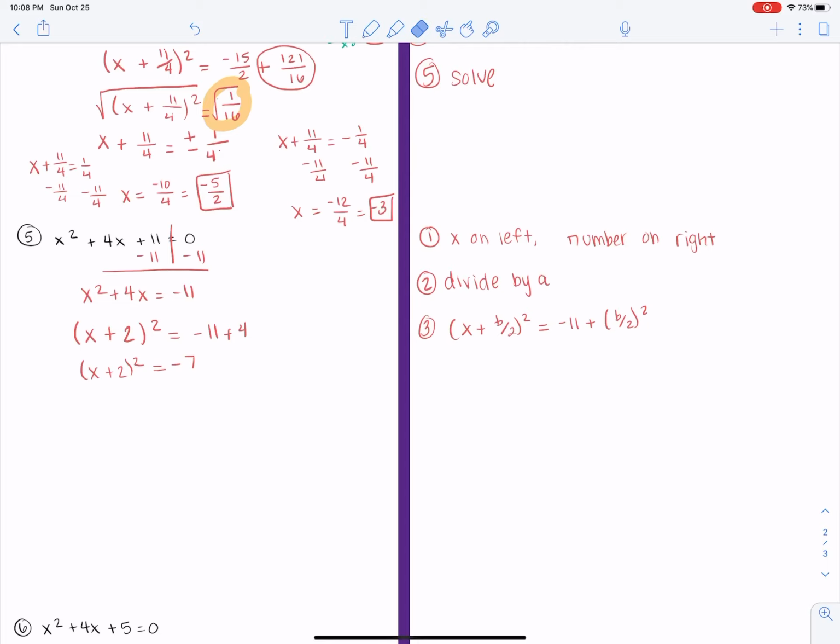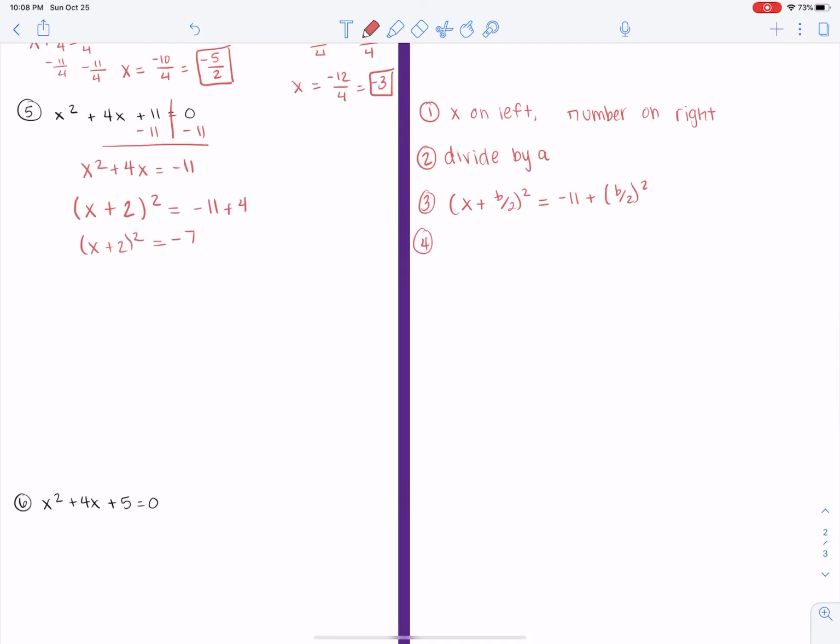Okay, so now step 4 is to square root. So if I square root this side, that cancels the squared, and I have x plus 2 left, equals. We know it's going to be a positive or negative. Okay, now if I square root this side, here's the problem. We learned last class you cannot have the square root of a negative number. So you need to make it the square root of -1 and the square root of 7. The square root of -1 simplifies to i. The square root of 7 doesn't simplify. So I have i square root of 7.